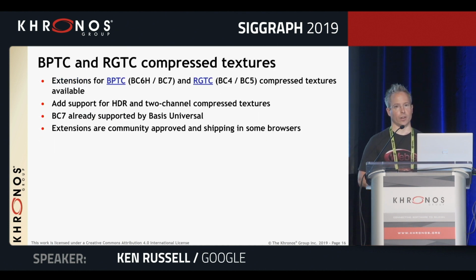And finally, we're working on HDR compressed textures and 2-channel compressed textures, and these are just pretty low level, and really Basis Universal is the way to do compressed textures nowadays. And I know that it already supports BC7, and I'm not sure about the other ones, so I didn't want to make claims that aren't true. But these extensions are already community-approved and shipping in some browsers. So basically, this will help you improve your application's visual fidelity.